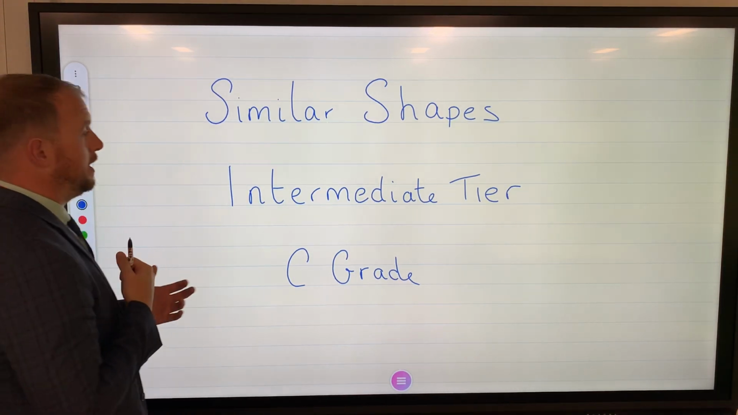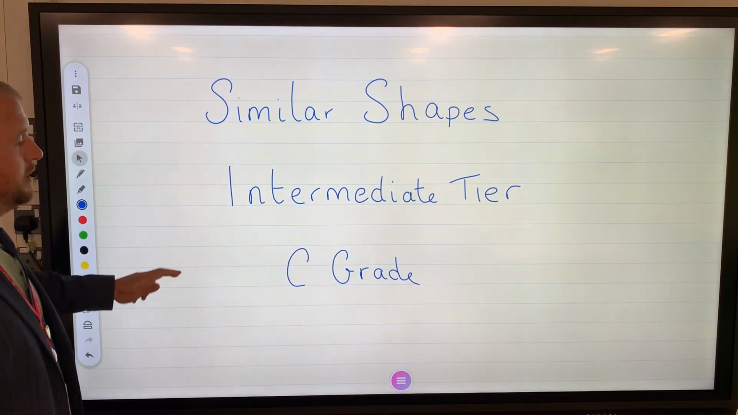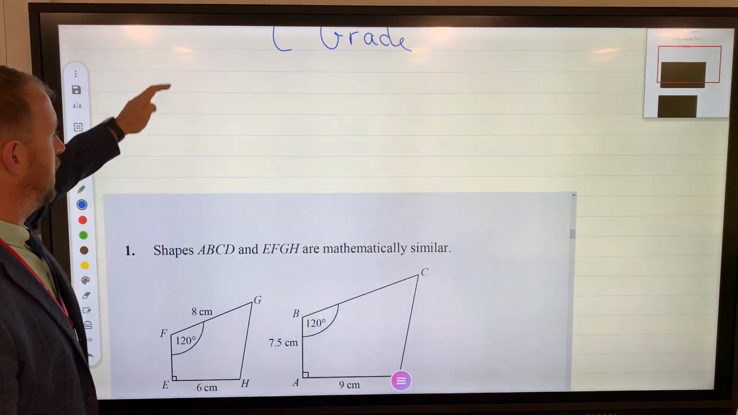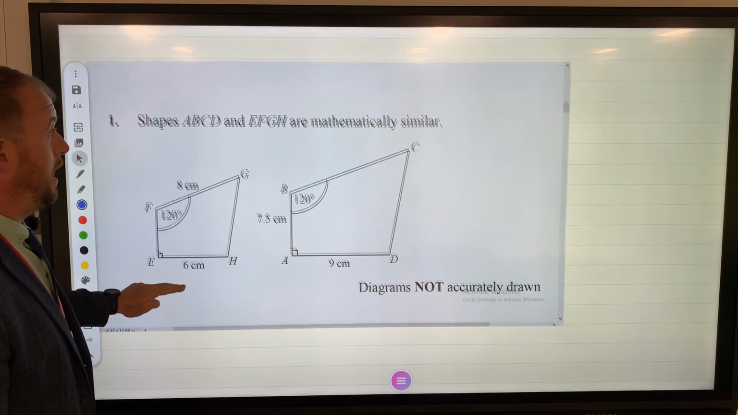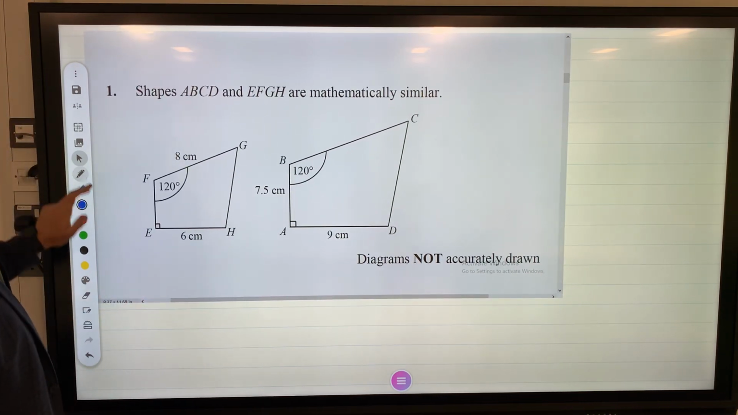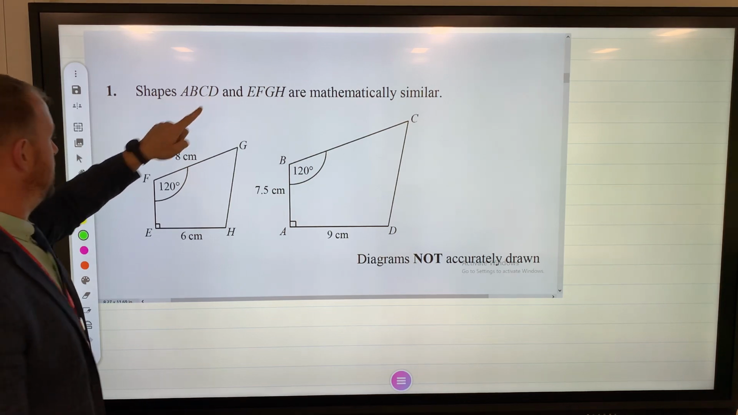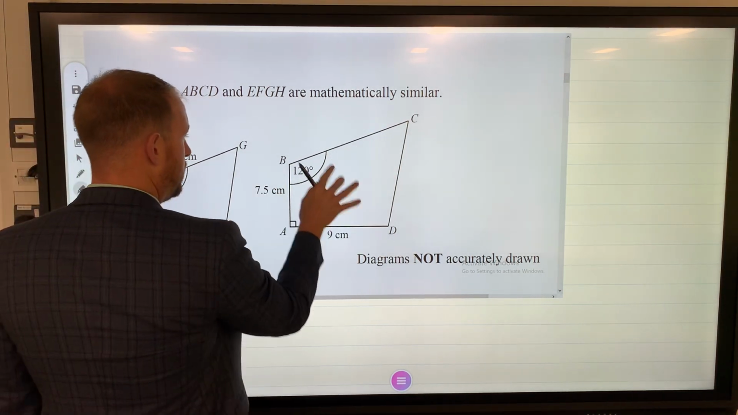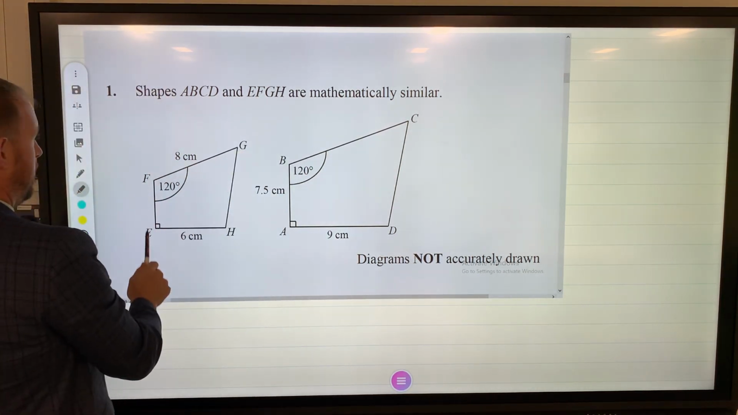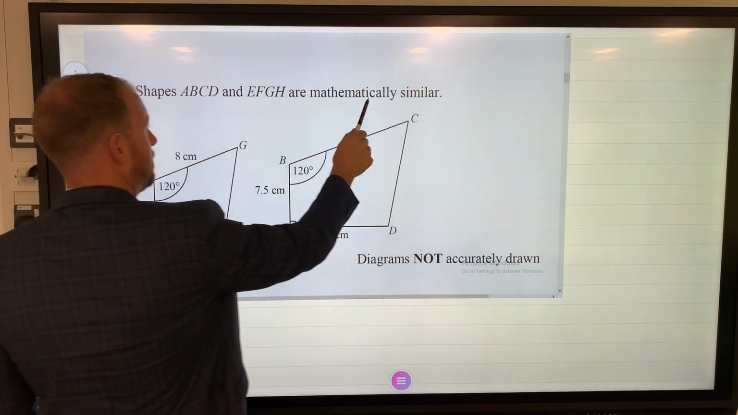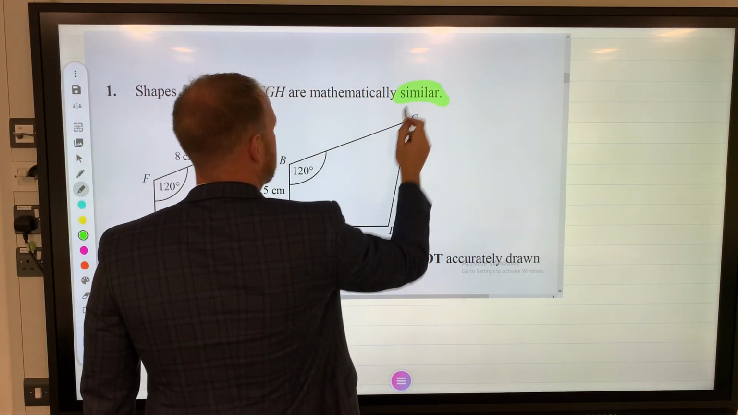Okay, so similar shapes then, intermediate tier, C grade at GCSE. All I've got then is a past paper question, and let's go through it. Right, so let's go for a highlighter. Shapes A, B, C, D. So A, B, C, D, so this shape and E, F, G, H are mathematically similar.